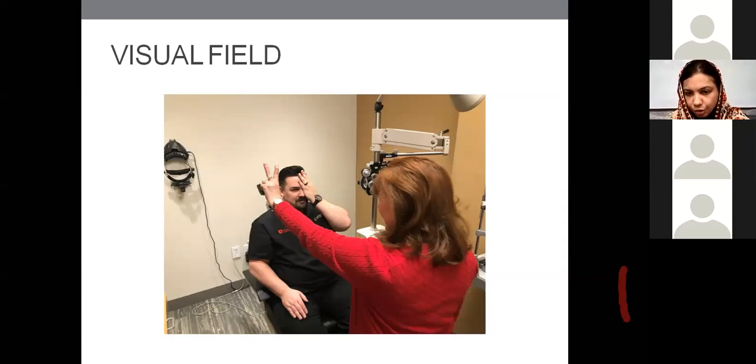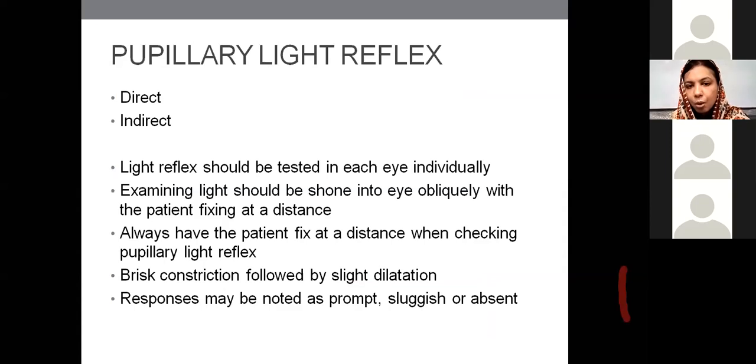This is the visual field assessment. Now moving towards the pupillary light reflex. Whether light reflects direct or indirect. Light reflex should be tested in each eye individually. Examining light should be shown into the eye obliquely with the patient fixing at a distance. Always have the patient fix at a distance when checking the pupillary light reflex.